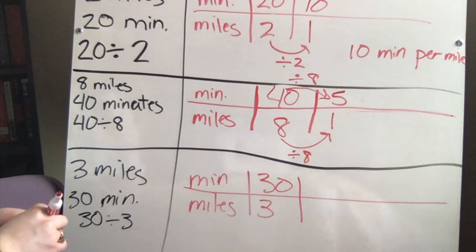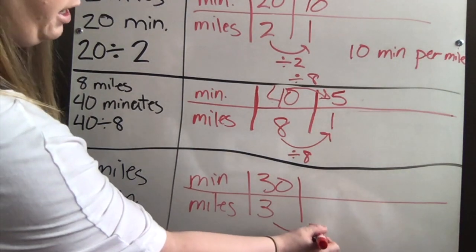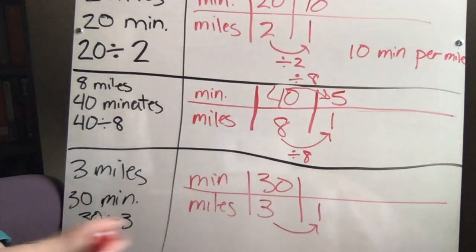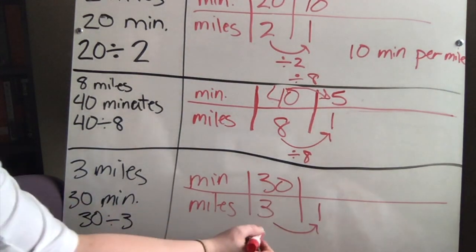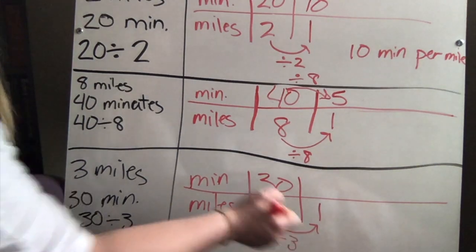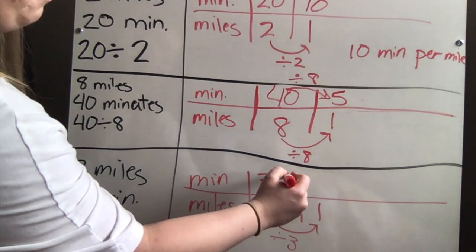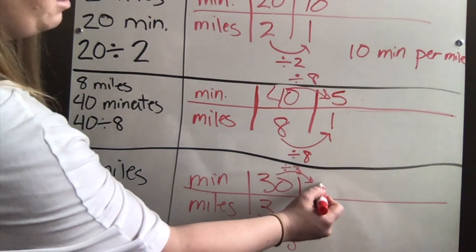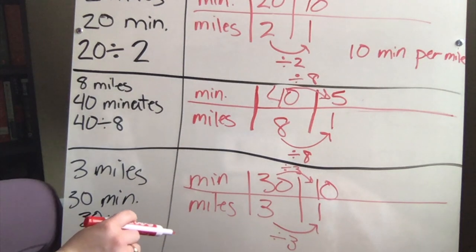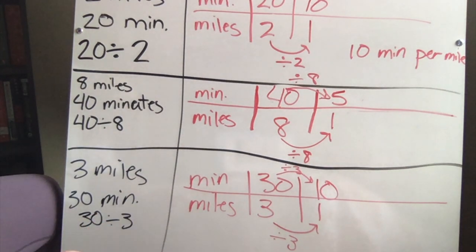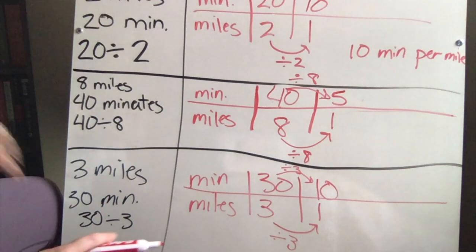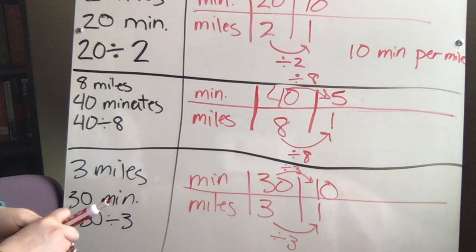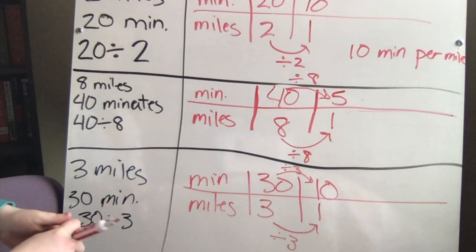So I'm trying to get per mile. Again, mile is singular, so you're trying to get to 1. To get a whole number to 1, you can always divide it by itself. What you do to the bottom, you have to do to the top. 30 divided by 3 is 10. So this person ran 1 mile every 10 minutes, or in 10 minutes could run 1 mile.